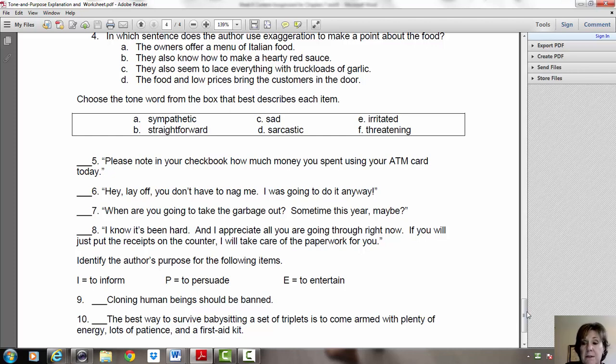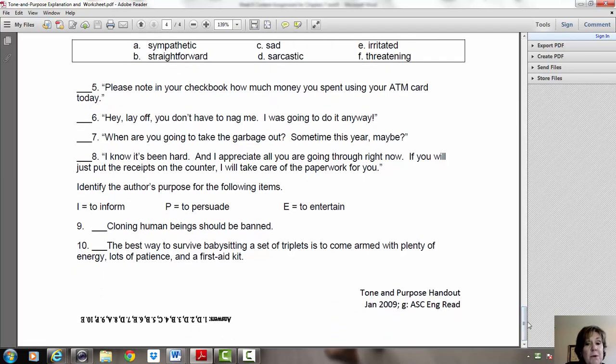Now, let's identify the author's purpose for the following. Is it to inform, persuade, or entertain? "Cloning human beings should be banned." Is that to inform you of something, persuade you, or entertain you? Yes, it is to persuade you. Number 10. "The best way to survive babysitting a set of triplets is to come armed with plenty of energy, lots of patience, and a first aid kit." Is that to inform you, persuade you, or entertain you? Yes, that is to entertain you.